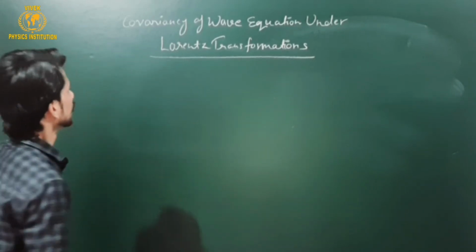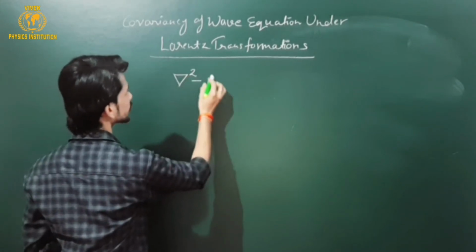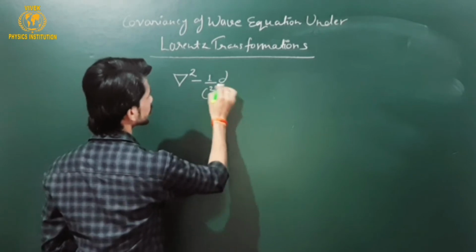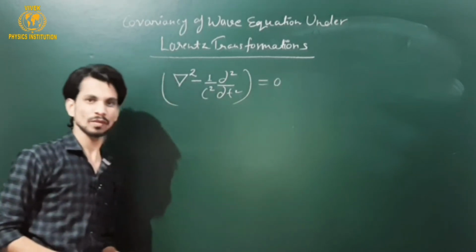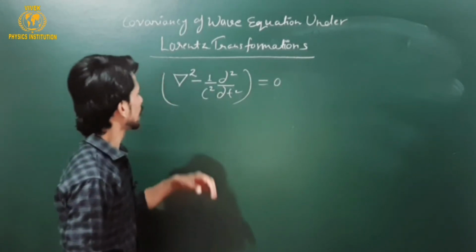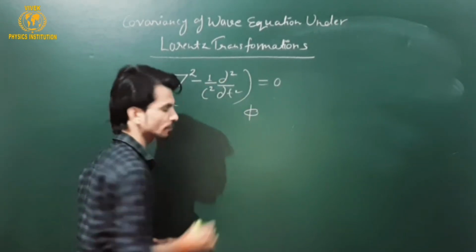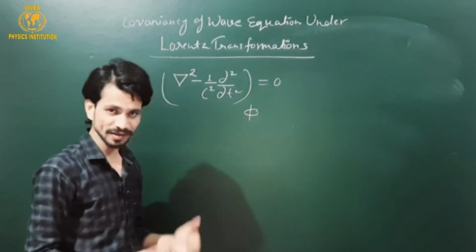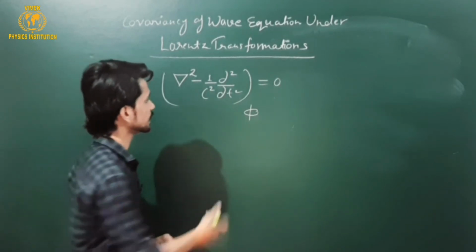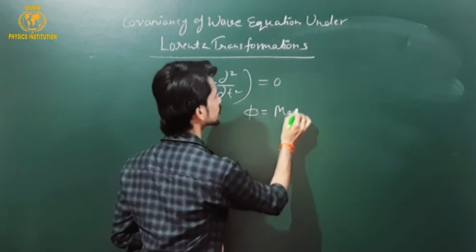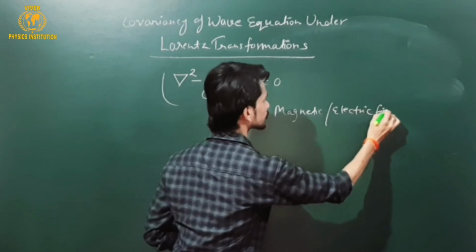Right? Let me write down the equation of the wave, that is simply del square minus 1 upon c square del square over del t square equals 0. As I told you in the last lecture, here the del operators can be operated on the magnetic field vector. I have treated that magnetic field vector or electric field vector as phi. You can take another representative, any constant for that. So this phi is nothing but the magnetic or electric field vector.